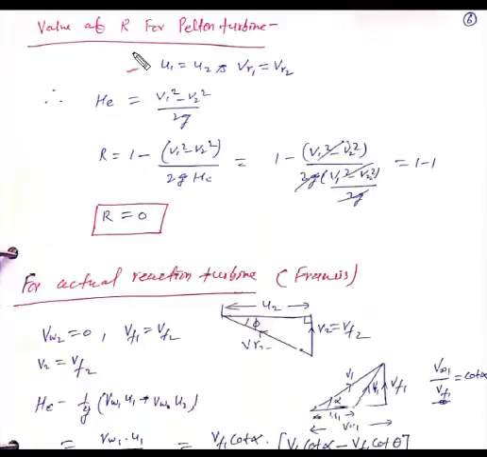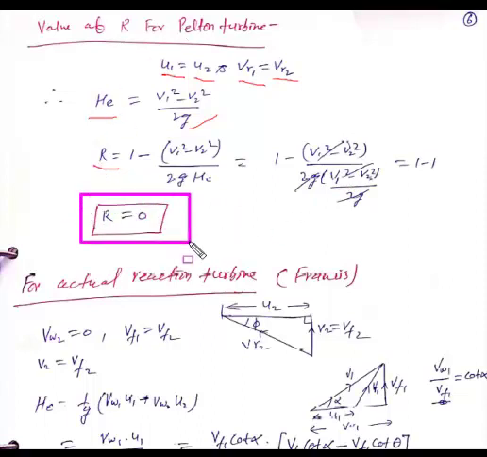Here is the value of degree of reaction for the Pelton wheel turbine. We get U1 is equal to U2, VR1 is equal to VR2 in case of the Pelton wheel turbine. Therefore HE is equal to (V1 square minus V2 square) divided by 2G. Putting the value in this equation, we get R is equal to 0. So the degree of reaction for the Pelton wheel turbine is equal to 0. This shows that there is no change in pressure energy in the runner.